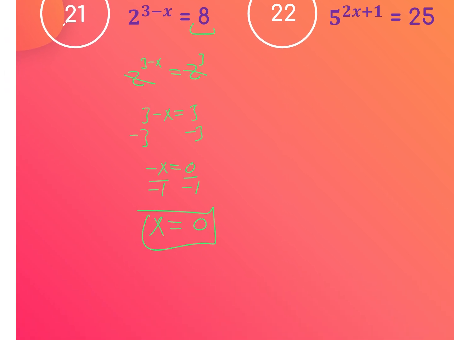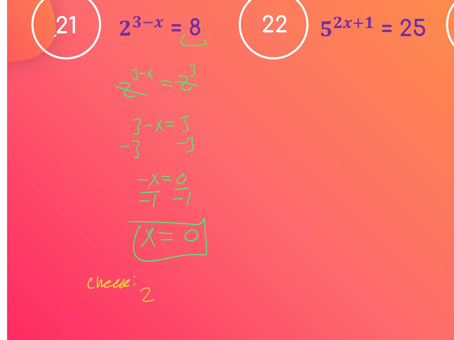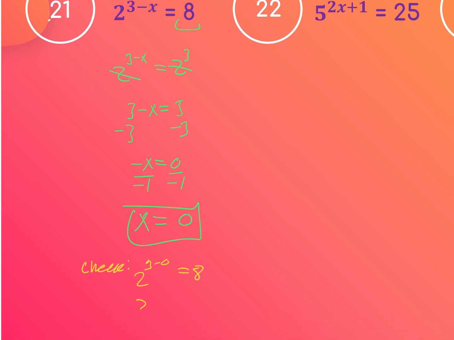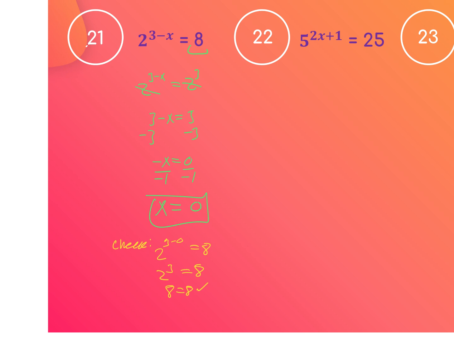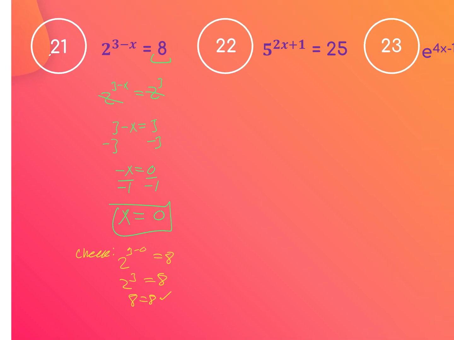If you plug in 0 here, I'll just check it right here. You don't have to check it, but just in case maybe you have doubts about your answer, we get 2 to the 3 minus 0, because x is 0, equals 8. Let's see if this is true. 2 to the 3 minus 0 is just 2 to the 3rd, and 2 to the 3rd is indeed 8, so we get 8 equals 8. This is true, so it works. So that's just if you have doubts. Again, you don't have to do it every time, but just in case, that's one way to check your answer.